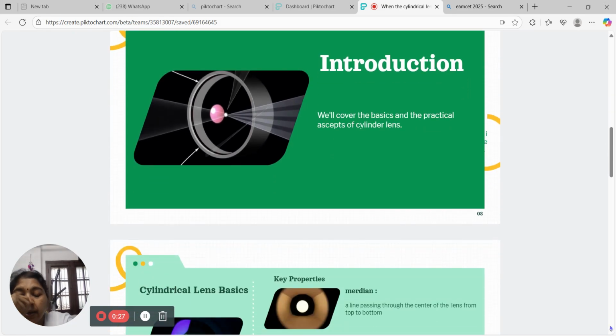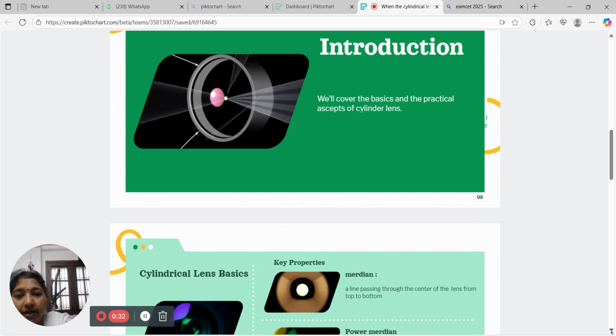A cylinder lens is an optical lens in which power is embedded in only one meridian, and the opposite meridian, that is the meridian which is perpendicular to this power meridian, is the zero power meridian. The power meridian has the maximum power in which the cylindrical lens is embedded, and the zero power meridian has absolutely no power.